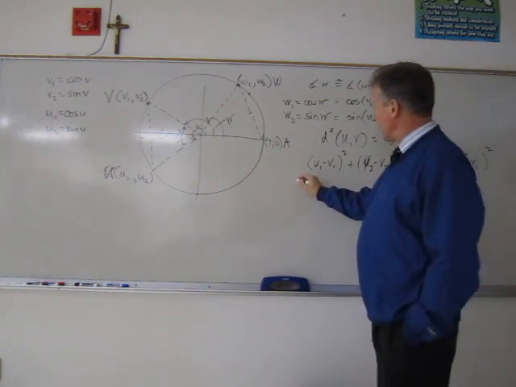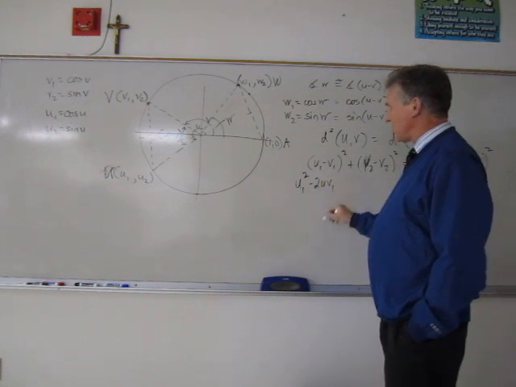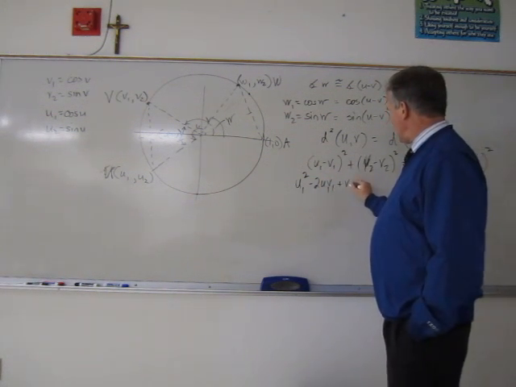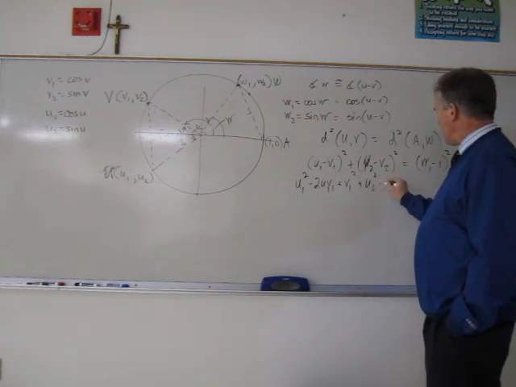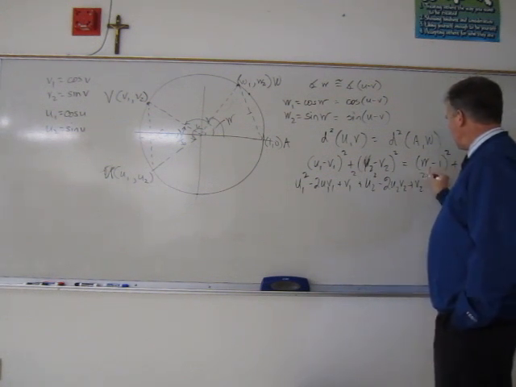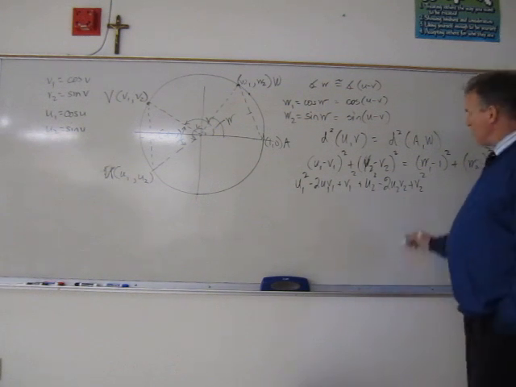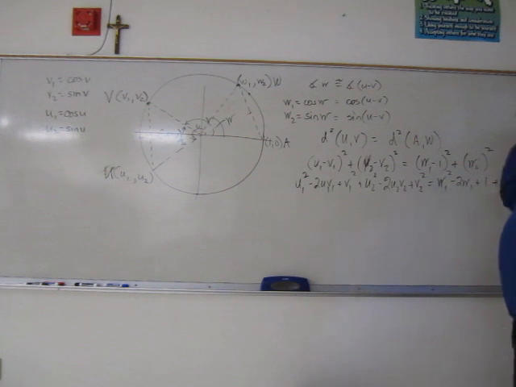Now let's see what happens here. Expanding, I get U sub 1 squared minus 2 U sub 1 V sub 1 plus V sub 1 squared plus U sub 2 squared minus 2 U sub 2 V sub 2 plus V sub 2 squared. Then I square on the other side, expanding: W sub 1 squared minus 2 W sub 1 plus 1 plus W sub 2 squared.